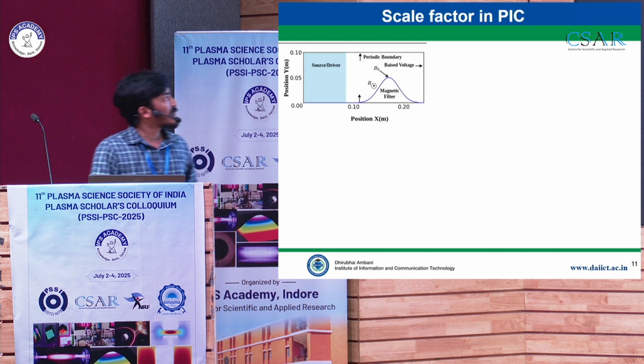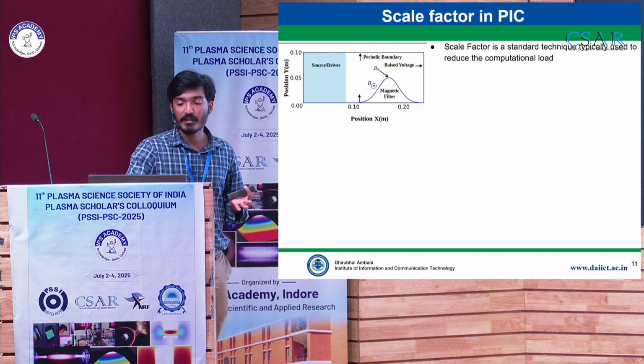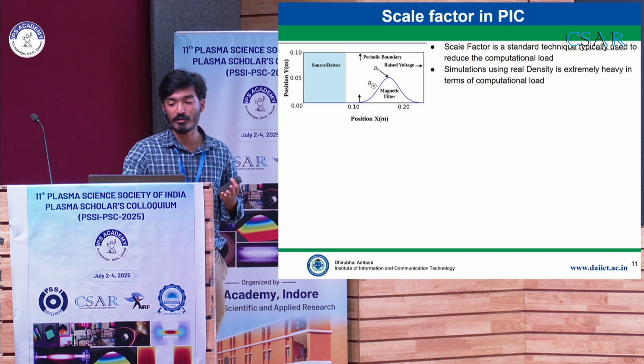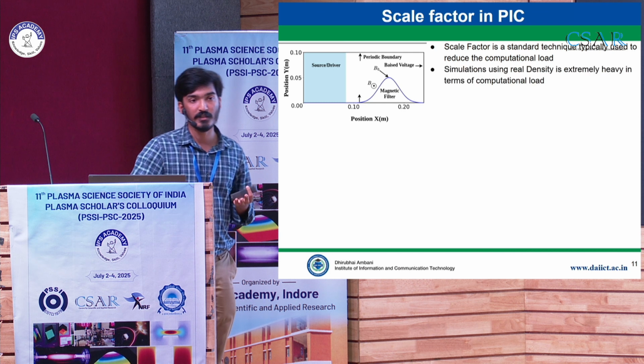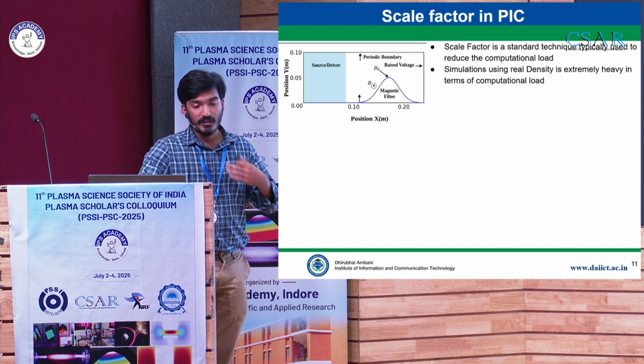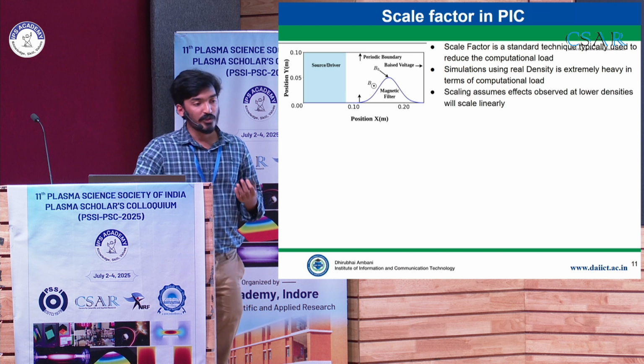So, the effect of scale factor in a particle in cell simulation. Why do we use the scale factor? First of all, it's a standard technique used to reduce the computational load. So what are we doing? We are simulating at lower densities, and assuming that the instabilities seen at lower densities will scale linearly. That is the assumption.